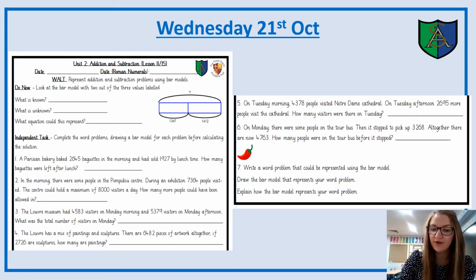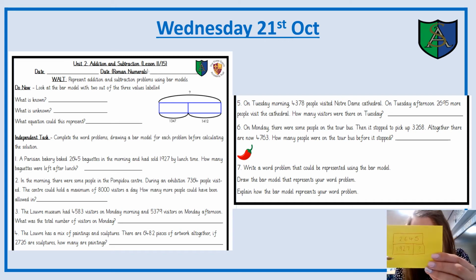I can prove it to you by drawing a bar model, and this is what I want you to do for each one. I know my whole is 2,645 because that's how many they started with in the morning. By lunchtime, they had sold 1,927. So how many did they have left? Okay, I've popped it into a bar model. You can see my whole is 2,645. One of my parts is 1,927, which means my remaining part is my unknown value. I can clearly see I will need to use a subtraction to solve that. Whole take part is part.